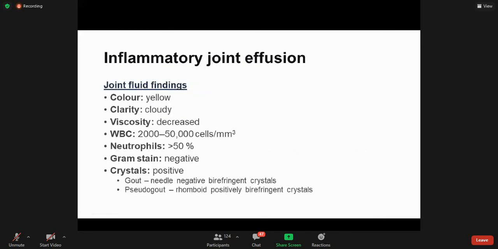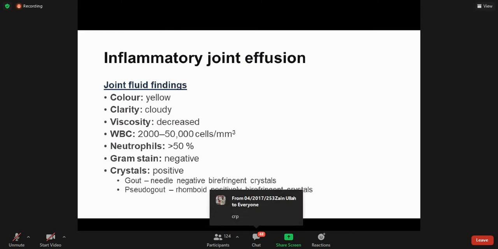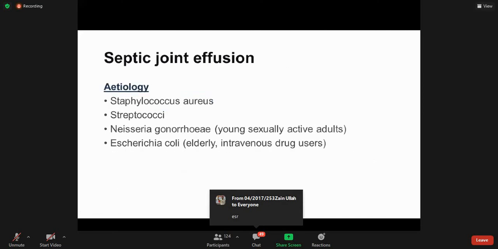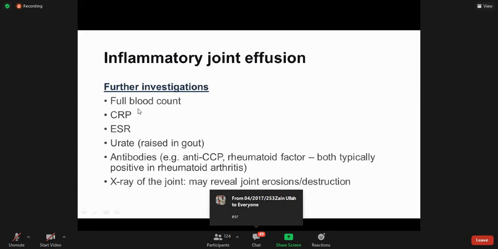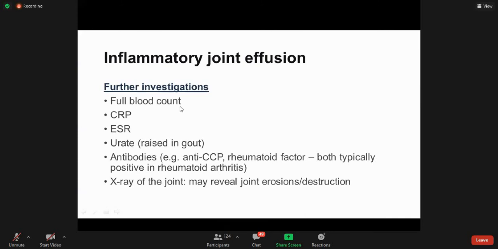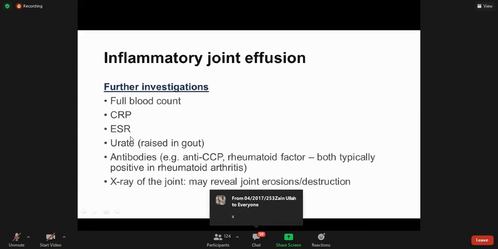फर्दर इन्वेस्टिगेशंस क्या करोगे? Now you are suspecting inflammatory joint effusion. अब आपने अपना differential diagnosis बनाया है. Now you have to make your confirmative diagnosis या definitive diagnosis. क्या करोगे? उसके साथ फर्दर इन्वेस्टिगेशन CRP करोगे, ESR करेंगे, और वही फुल ब्लड काउंट, ठीक है.